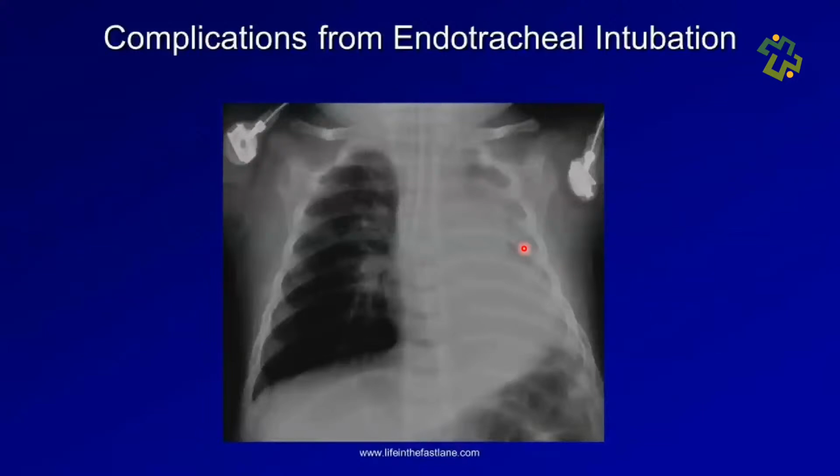This, of course, being a complete whiteout of the lung. Maybe you're only intubating the right side of the lung, which is a common complication, guys. When you intubate too deeply, only the right lung gets ventilated and the left doesn't because of the natural inclination of the right bronchus compared to the left.